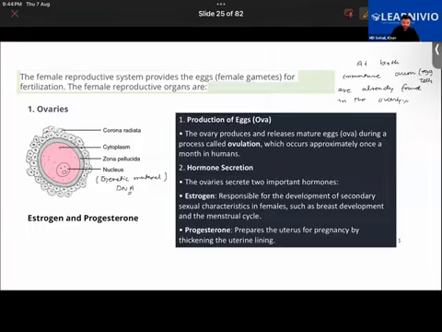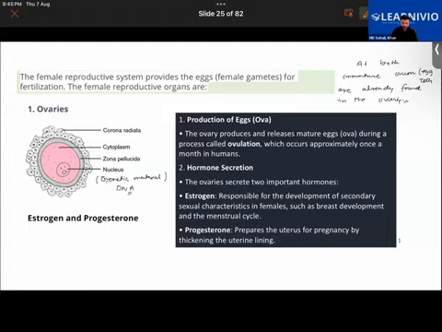Another function of the ovary is the secretion of hormones. So the ovary secretes two types of hormones. How many? Two main hormones are secreted by it. Okay. One is the estrogen, another is the progesterone. Both of them have different functions to perform, and they are crucial for the sexual development of the female. They are crucial in the menstrual cycle. They are crucial in pregnancy.